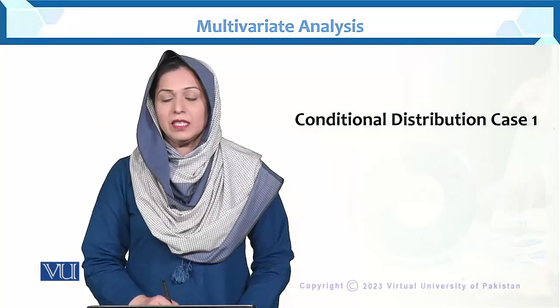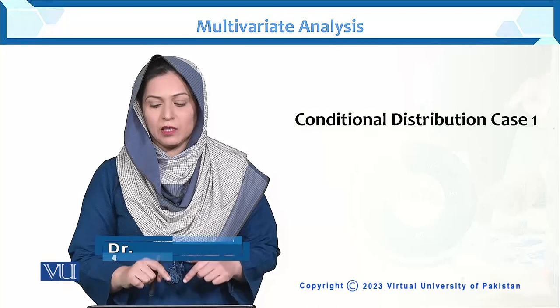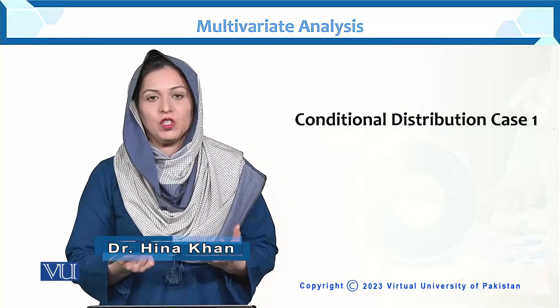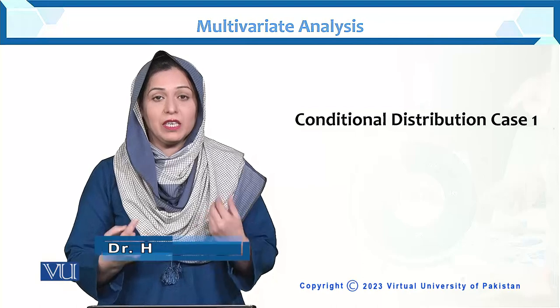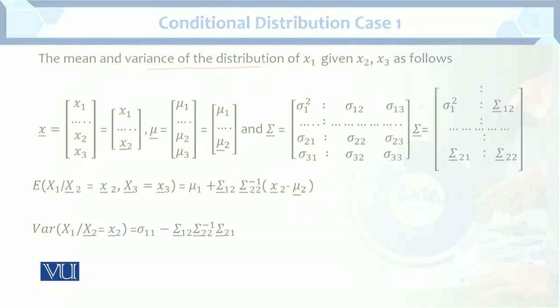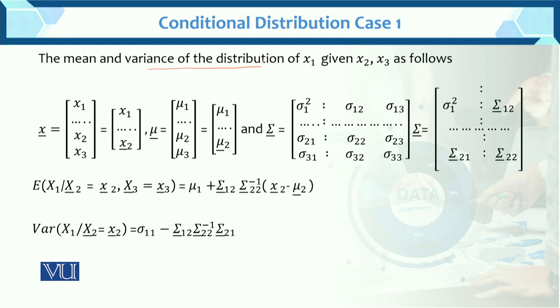Dear student, this is the conditional distribution of case 1. Previously we checked the conditional distribution, then case 1. Now in conditional distribution we are further checking how we will define it. Now here, the mean and variance of the conditional distribution of x1 given x2, x3 are as follows. Previously we had the general term, now what do we have to find here? In this, the mean and the variance of the distribution of x1 given x2, x3.